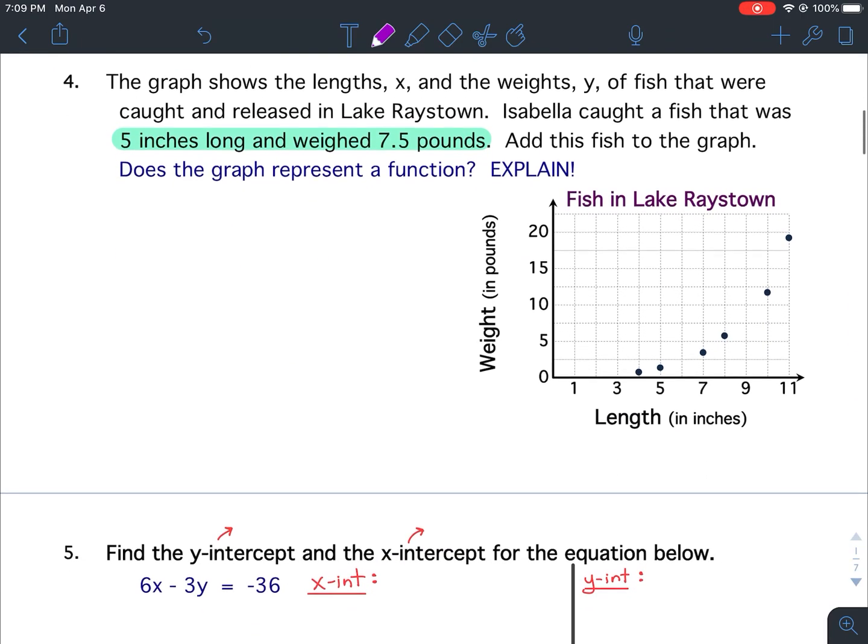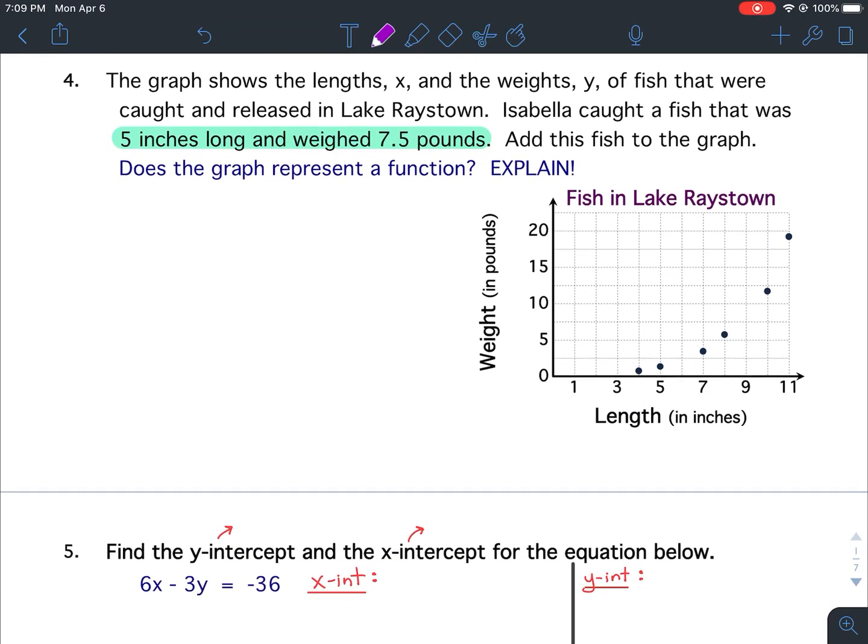Question number 4. The graph shows the lengths x and the weights y of a fish that were caught and released in Lake Racetown. Isabel caught a fish that was 5 inches long and weighed 7.5 pounds. Add this fish to the graph. Does the graph represent a function? Explain.